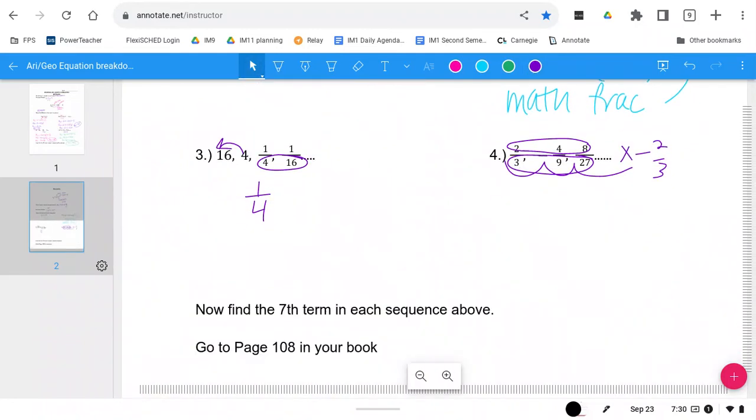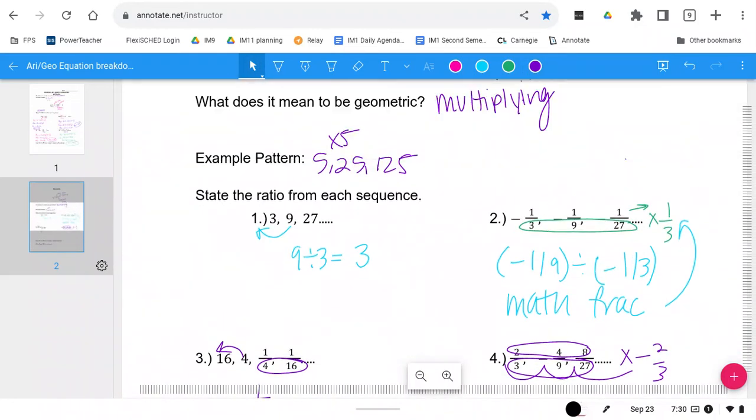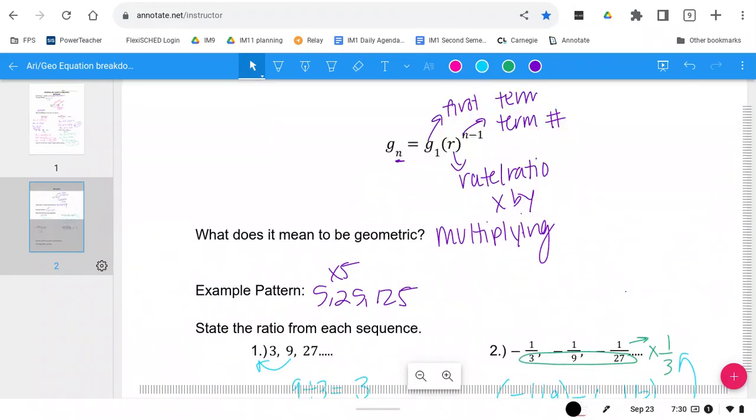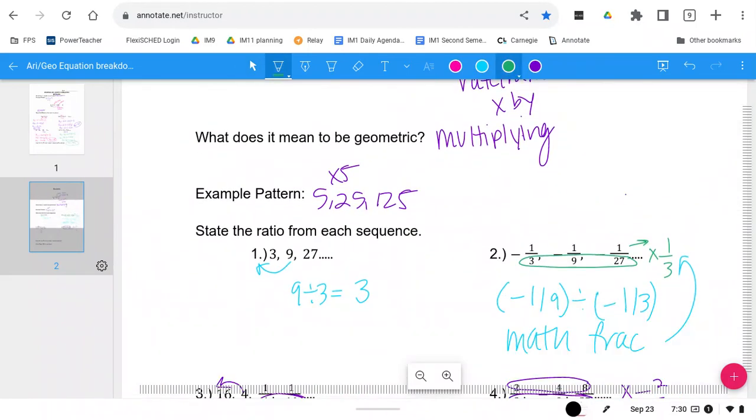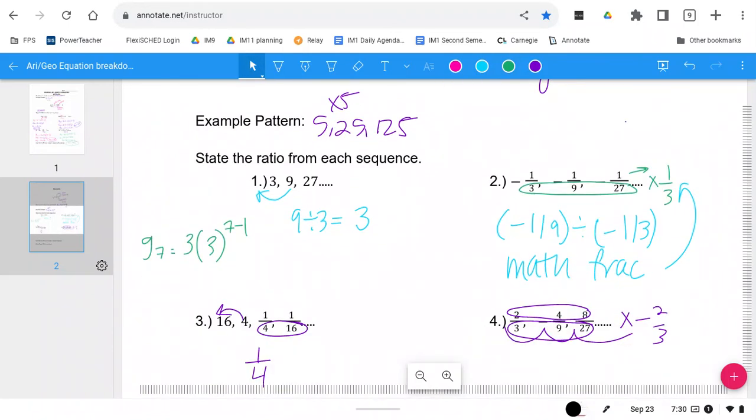Okay, so the next thing we're going to do is find the 7th term. So if I go back up here, we're going to use this equation. The first thing we're going to do is g sub 7 is equal to the first term, the rate we multiply by, and then 7 minus 1. So then when we actually go in here, g of 7 is equal to, the only thing you have to do by hand is this.